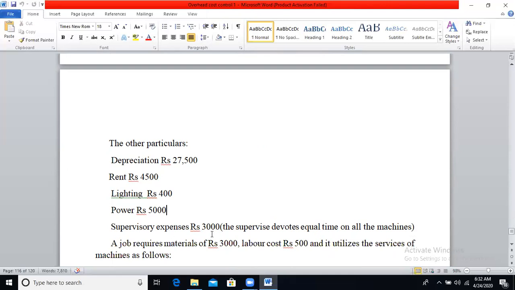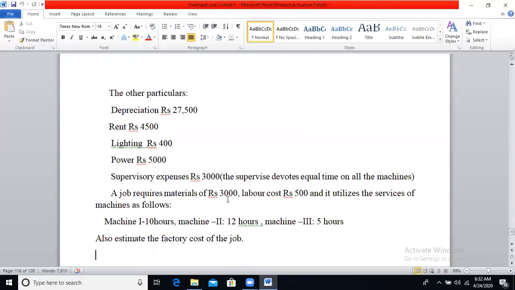Supervisory expenses, the value will be 3000. The supervisor devotes equal time on all the machines. It means 3000 will be allocated to machine 1, machine 2 and machine 3 equally. A job requires materials of rupees 3000, labor cost of 500, and it utilizes the services of machines as follows. So they have given material cost, labor cost and some services. For machine hours, for machine 1, 10 hours, for machine 2, 12 hours, for machine 3, it will be 5 hours.